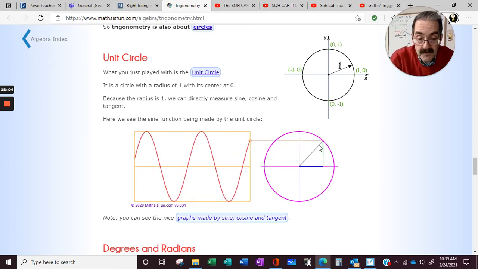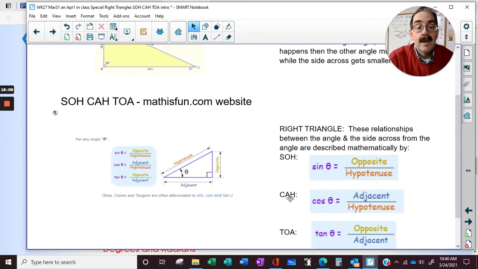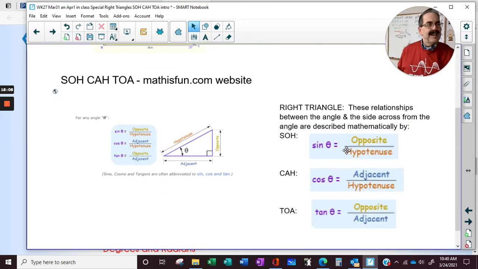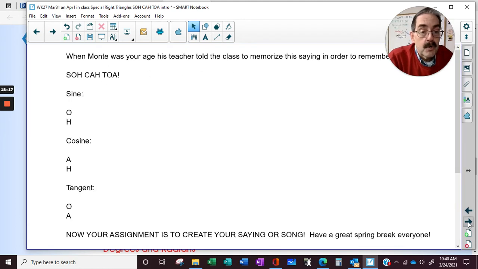Now the fun part. Your homework for spring break. Okay? We need a way to memorize SOH CAH TOA. Serious. We need a way to memorize it. And when I was your age, we had sayings, we had rhymes, we had riddles, we had a mnemonic. Have you ever used a mnemonic in another class? Right? PEMDAS, my dear Aunt Sally.